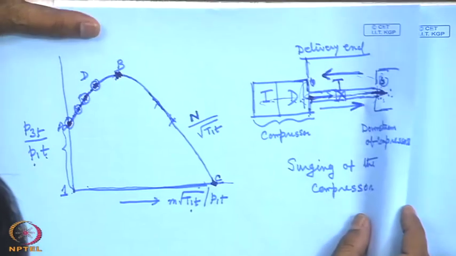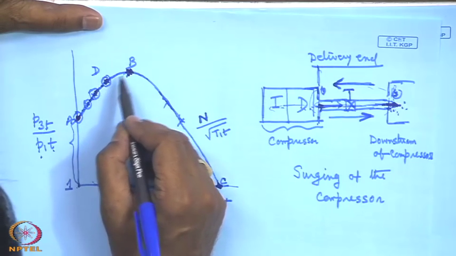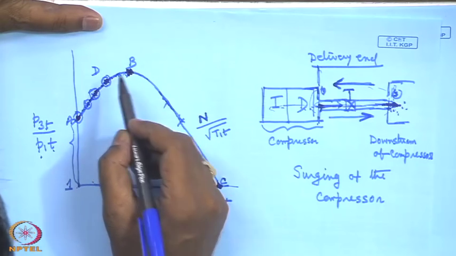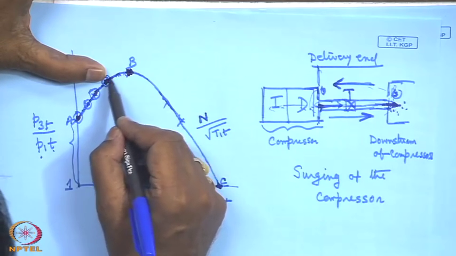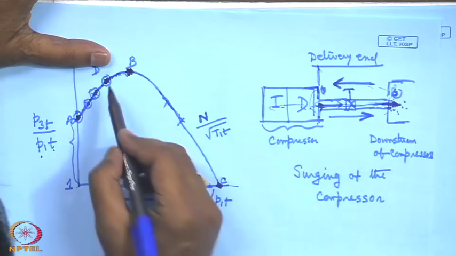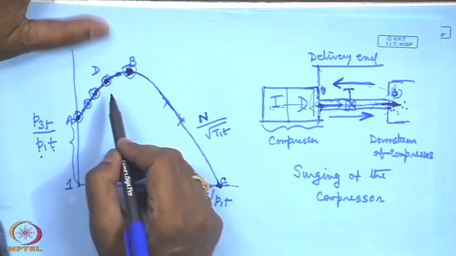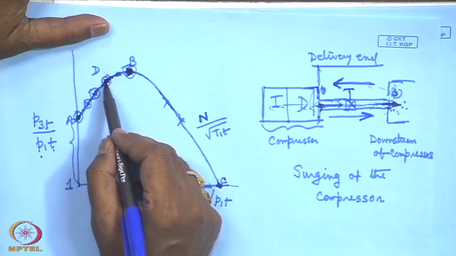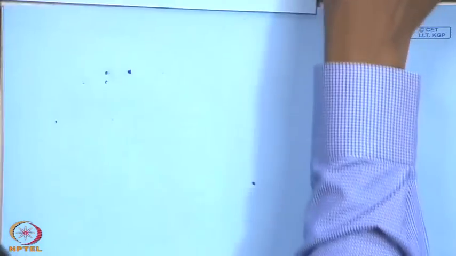And another thing I told you, since the slope is steeper initially and then flat, it is not necessarily that the point has to be immediately upstream of this B, left side of the B. That means there may be a part of this positive slope where the surging will not occur. That means surging may not start when the operating point falls just left of B, the maximum efficiency curve. There may be some point, some distance away from the maximum point, from where the surging can start. The onset of surging is there.